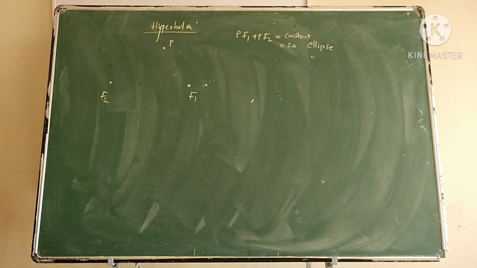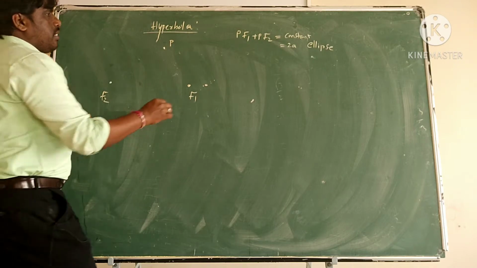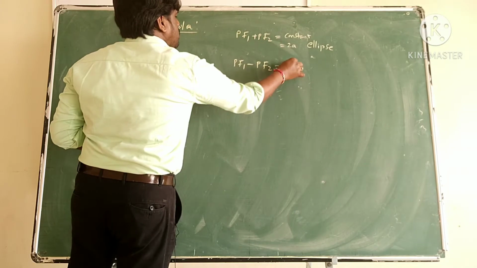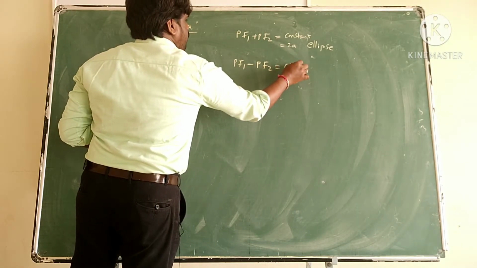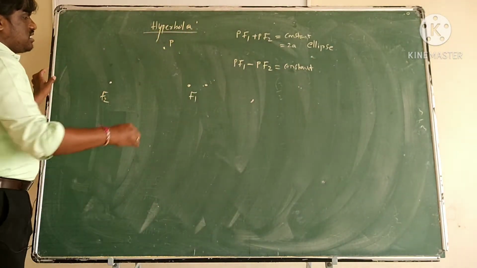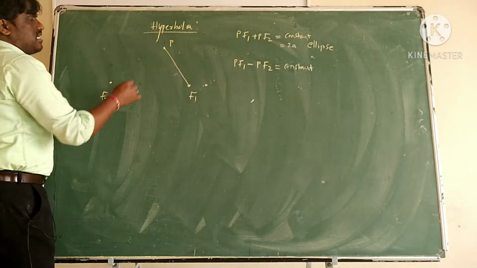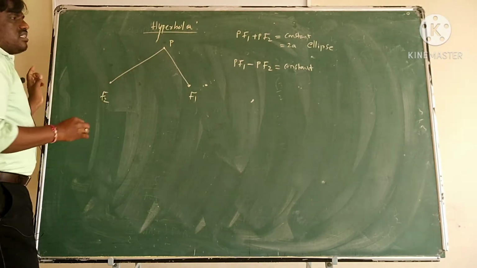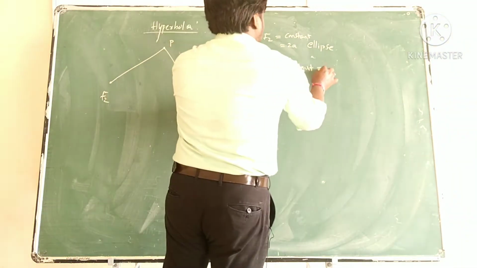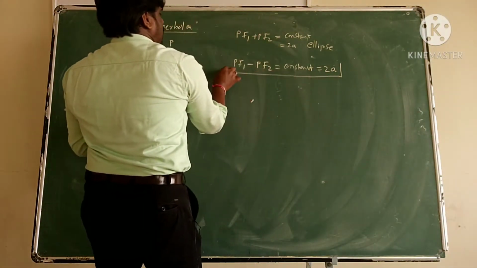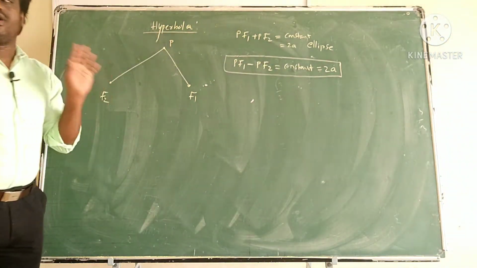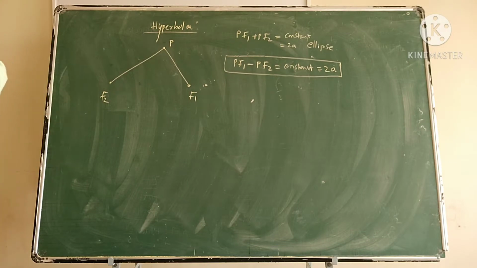We have learned. In hyperbola what happens? PF1 minus PF2 is equal to constant. Okay, so if you have it like this, the distance of PF1 minus the distance of PF2, the difference of these distances is always a constant, and that constant is equal to 2a. Such one is called a hyperbola. Means the locus of these points will form a hyperbola. This is the definition of hyperbola.